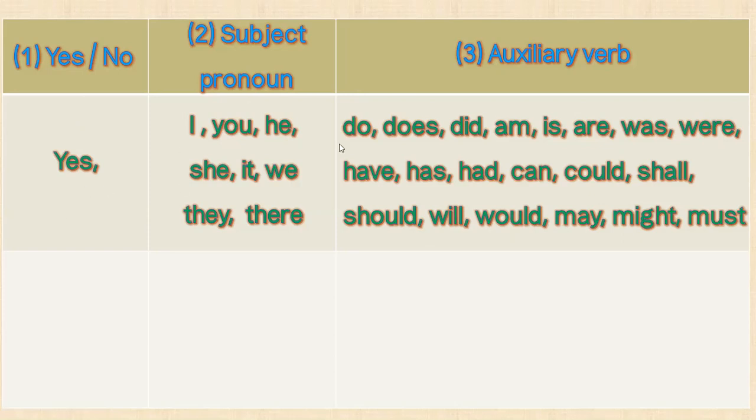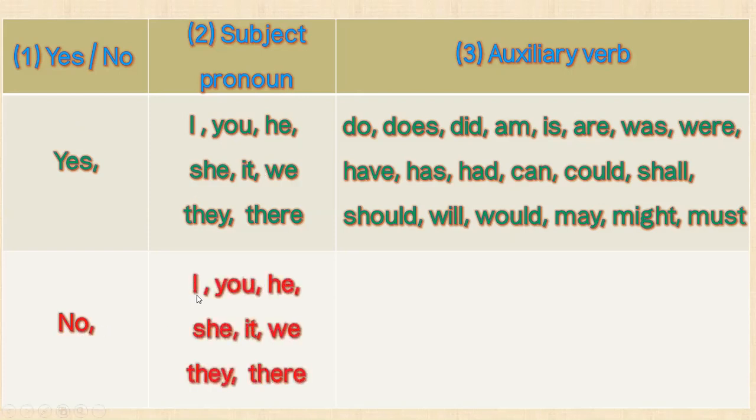So guys, if you want to make a correct short answer starting with yes, use one of these pronouns, just one, then one of these auxiliary verbs. What about no? If you are going to start your answer using no, after no, you must use one of these pronouns, I, you, he, she, it, we, they, and then one of the auxiliary verbs. Like what? Who can tell me? What are auxiliary verbs I can use here?